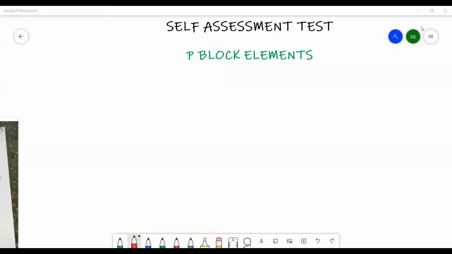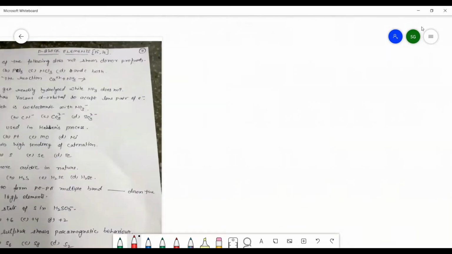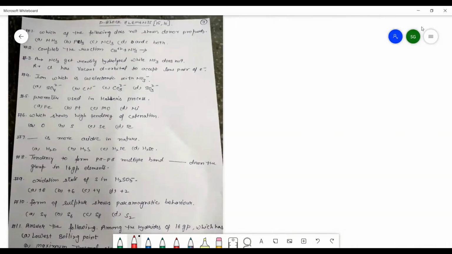Hello everyone. Here we are to do the self-assessment test in the P block element. So let us start with the assessment. These are the questions related to 15 and 16 group elements.